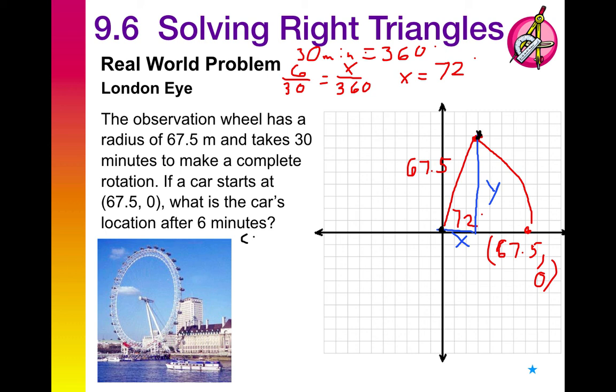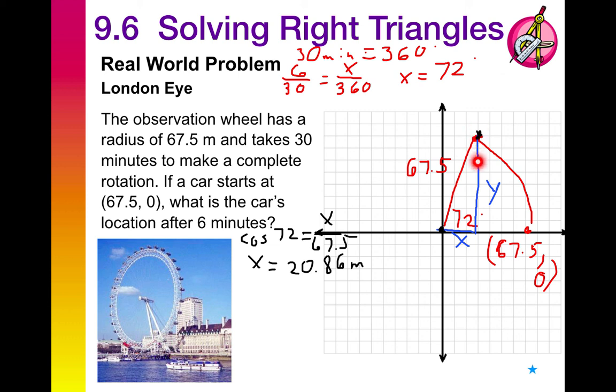Cosine of 72 degrees is equal to x over 67.5. And when we calculate x out, we're going to get an x that's going to equal 20.86 meters.